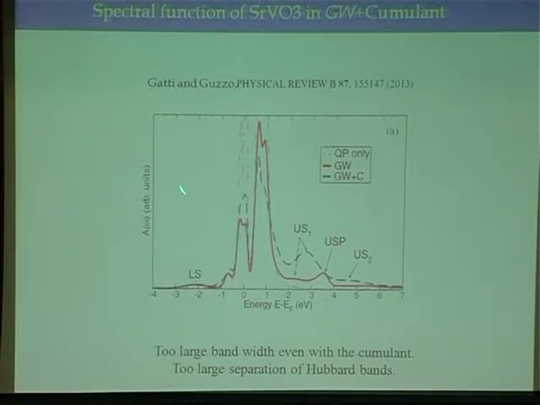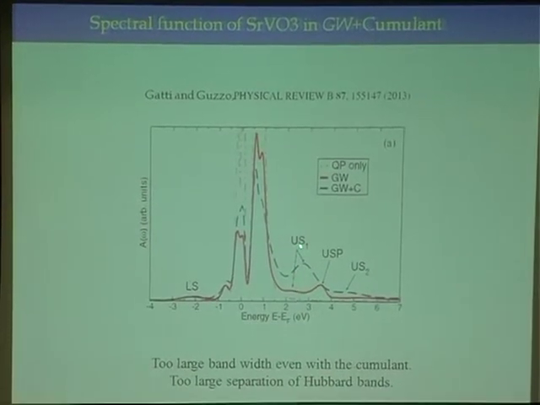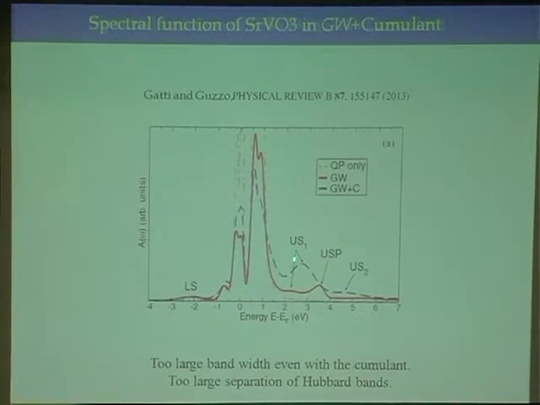They have actually gone further. They have included the so-called cumulant expansion in these calculations, and it does improve the description of the high energy satellite. So this is the high energy satellite. It decreases to a much lower energy. But the description of the quasi-particle band is essentially unchanged when you go from GW to GW plus the cumulant. So there is still a problem with the bandwidth of the system.